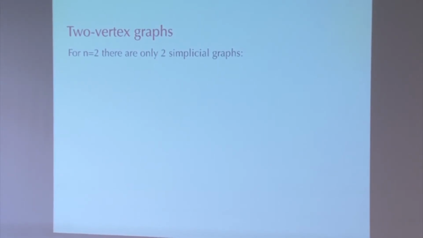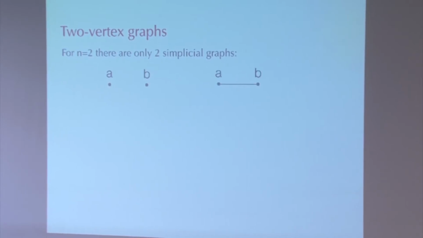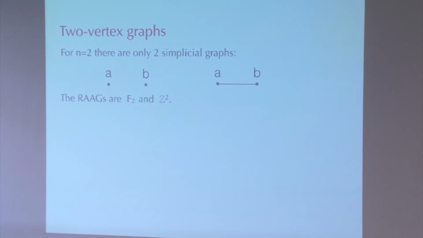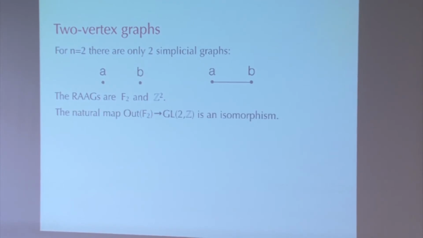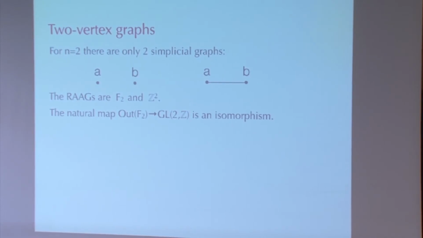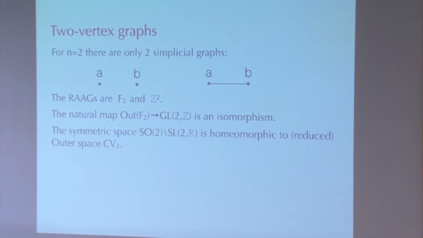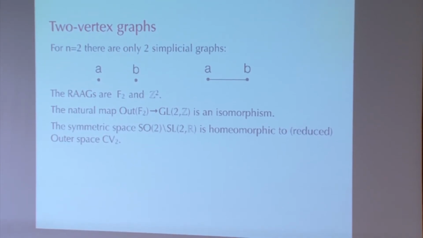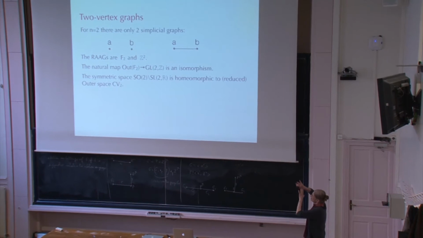So let's do Out(F_2), for two vertex graphs. So there's only two vertex graphs. There's that one and that one. The one on the left is the free group, and the one on the right is the free abelian group. So we actually already know about these. The fact is that there's a natural map from Out(F_2) to GL_2(Z), and that's an isomorphism. So these groups are very closely related. I mean, they're isomorphic groups, and in fact, the symmetric space is actually homeomorphic to, at least, reduced outer space. So they're the same space, different groups, the same space.